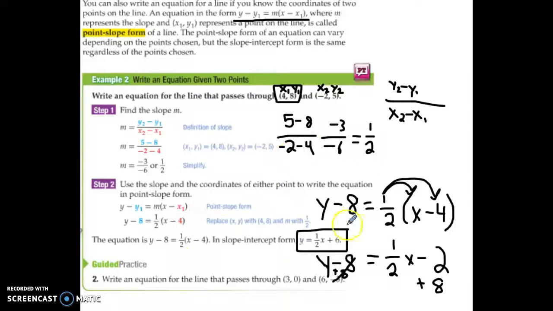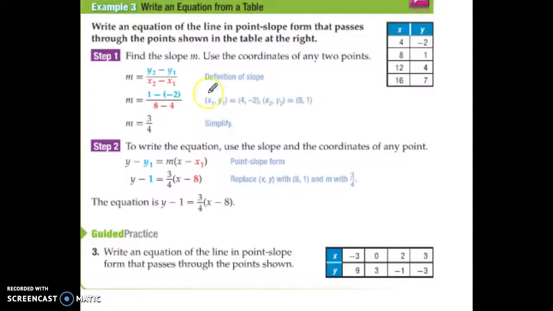Alright, let's do another example similar to this, but they're going to give you a table. Well, a table is just points. These are all coordinate points, x, y points. Okay, so I can do x1, y1, x2, y2. But you can pick any points you want. It's going to work out either way. Let's do the first two just because they're together.